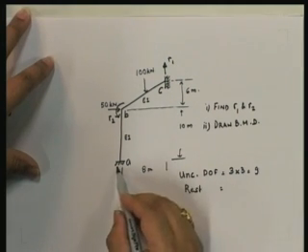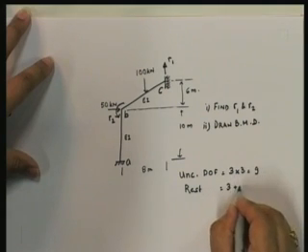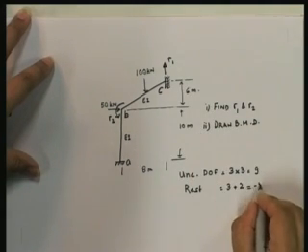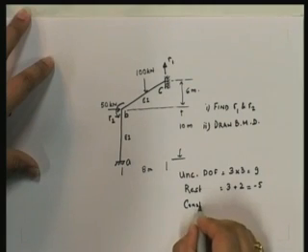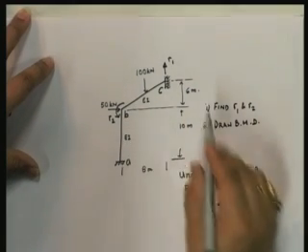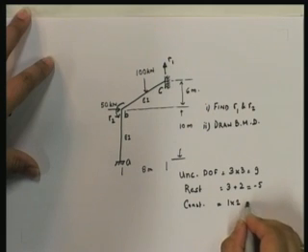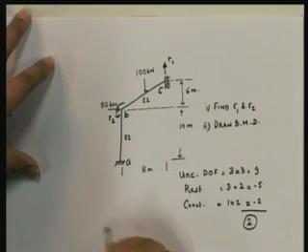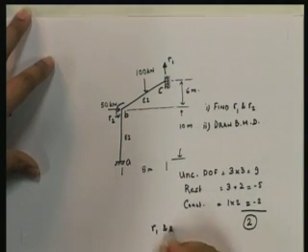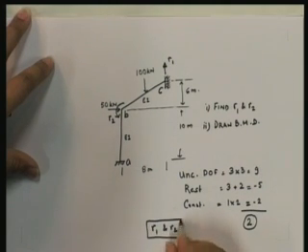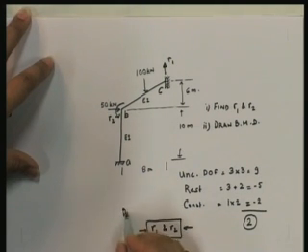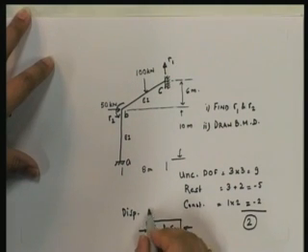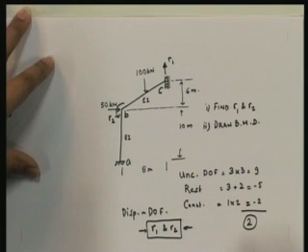Restraints, 3 here and 2 there, minus 5. Constraints, 2 members, 1 into 2, axial rigidity, minus 2, so this is equal to 2 degrees of freedom, and the 2 degrees of freedom are R1 and R2. These are the displacements corresponding to the degrees of freedom. Okay?